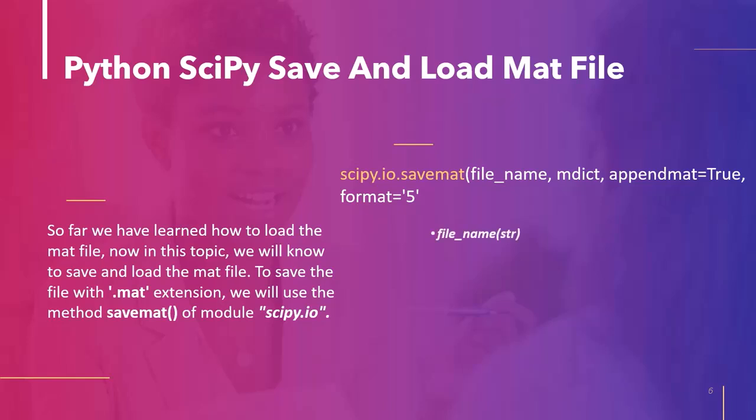scipy.io.savemat, where the parameters are file_name. This is the file name without the .mat extension if appendmat is true, or an open file-like object may also be passed. mdict is a dictionary containing the mat file variables. appendmat: if the .mat extension is not already present, add it to the end of the specified file name, but this argument is true by default. format: if we specify format equal to 5, the format is based on MATLAB version 5 and higher up to 7.2, and if we specify 4, then the format is based on MATLAB version 4. Let's see with the help of an example how to save a mat file.